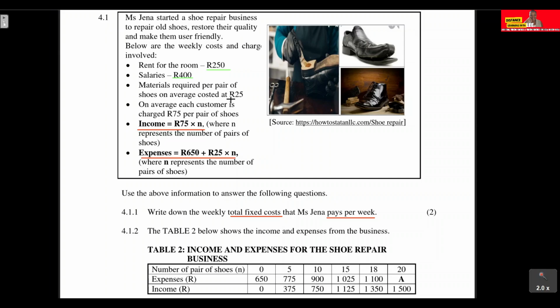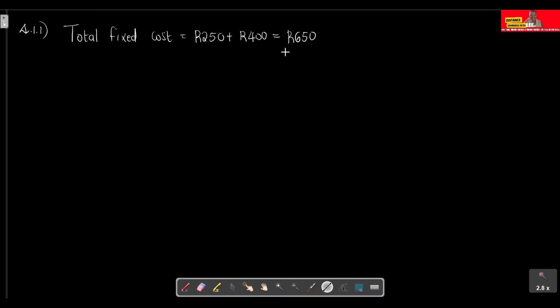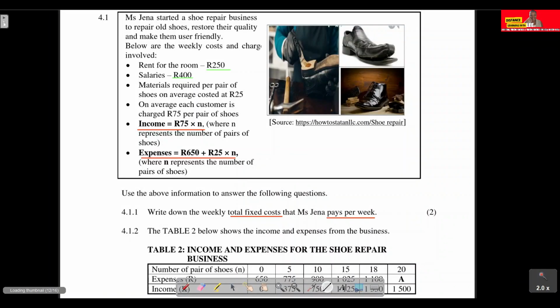What about the materials required per pair of shoes? Is that a fixed cost? No, that is not a fixed cost, because the material depends on the amount of shoes that Miss Jenna will have to produce. So we're not going to include the materials when we are determining our fixed cost. Then we can answer this question. The total fixed cost is the rent for the room of 250 plus the salary of 400, giving us a total fixed cost of 650. So like I mentioned, the total fixed cost for Miss Jenna's business per week is equal to 650. Okay, let's have a look at the next question.